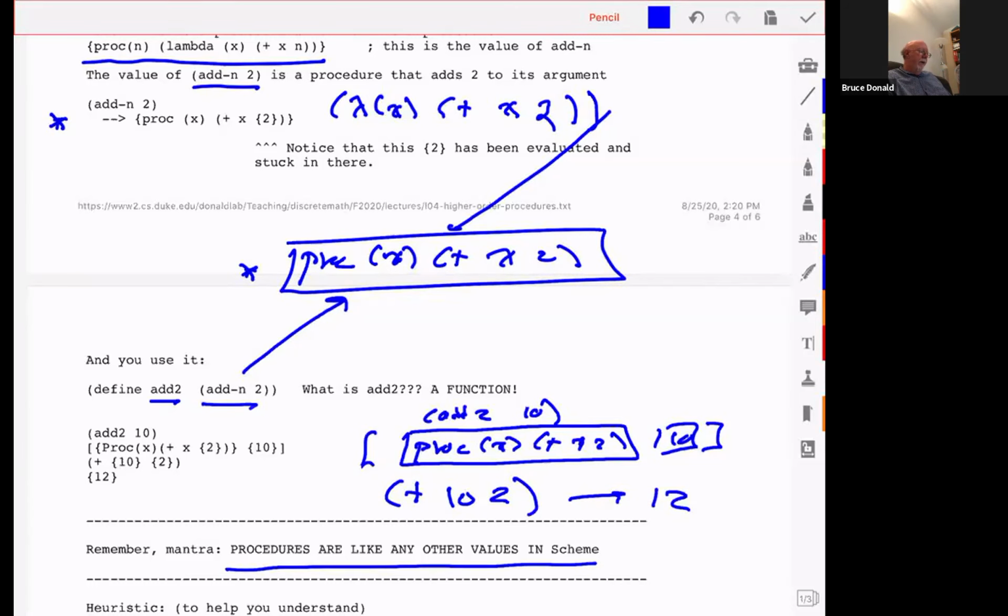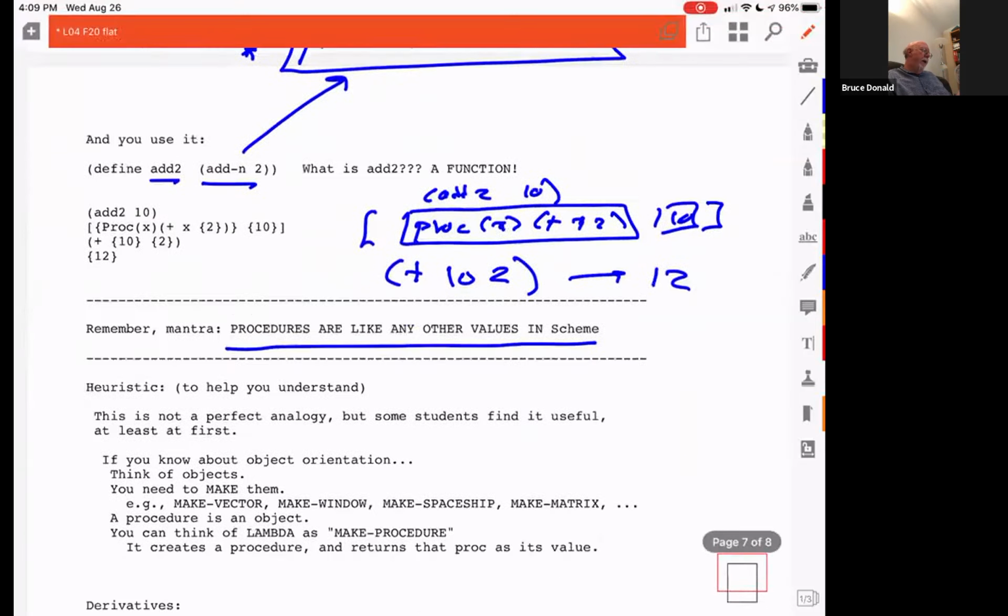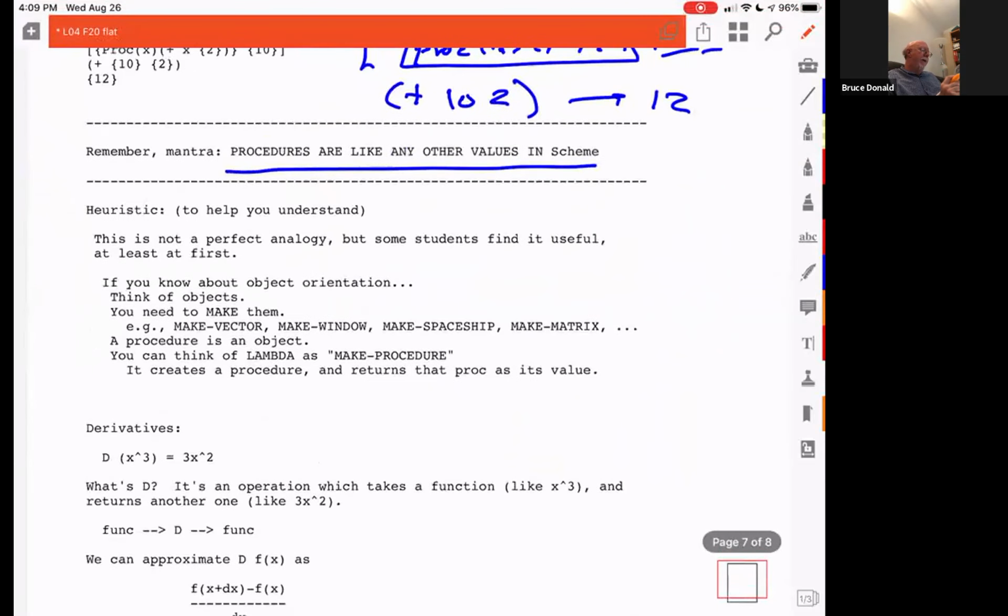Okay. So given what I understand some of y'all's backgrounds to be, I have this heuristic to help think about this a little bit. Maybe you'll find it useful. It's not a perfect analogy. Let's see if you like it. So you know about objects, object orientation. You've seen them in Java or Python or something, maybe. You've at least heard about object orientation, maybe.